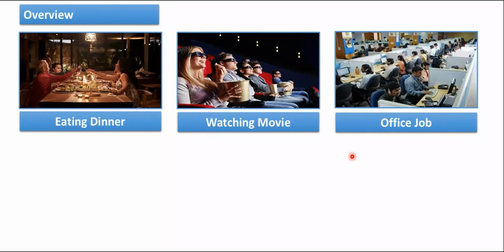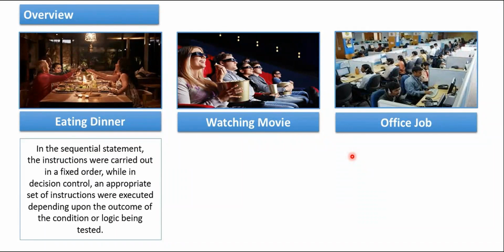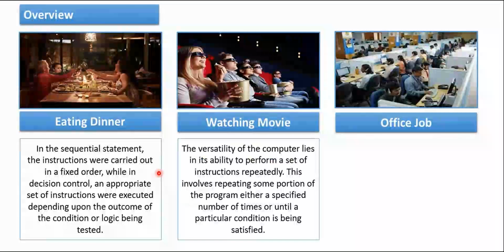Programming is the same. We frequently need to perform an action over and over, often with variation in the details each time. The programs that we have developed so far used either a sequential or a decision control instruction. In the sequential statement, the instructions were carried out in a fixed order, while in decision control an appropriate set of instructions was executed depending upon the outcome of the condition or logic being tested. The versatility of the computer lies in its ability to perform a set of instructions repeatedly.